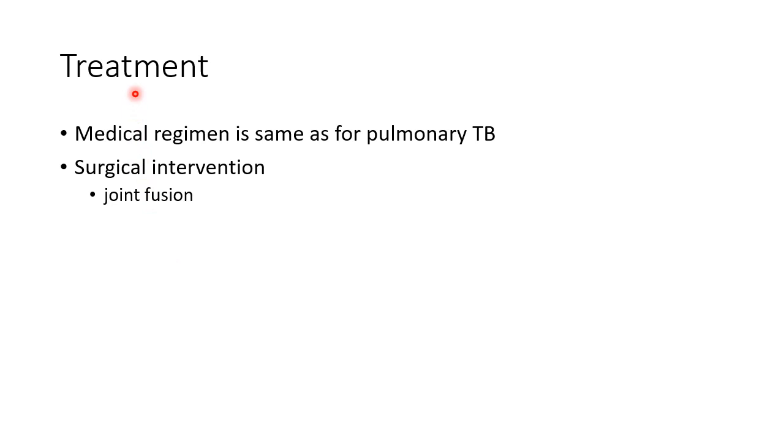Let us see about the treatment of joint tuberculosis. Medical regimen, same as for pulmonary tuberculosis, should be given to the patient. That is, the patient should complete full course of anti-tubercular treatment. Surgical intervention like joint fusion can also be done for some cases.